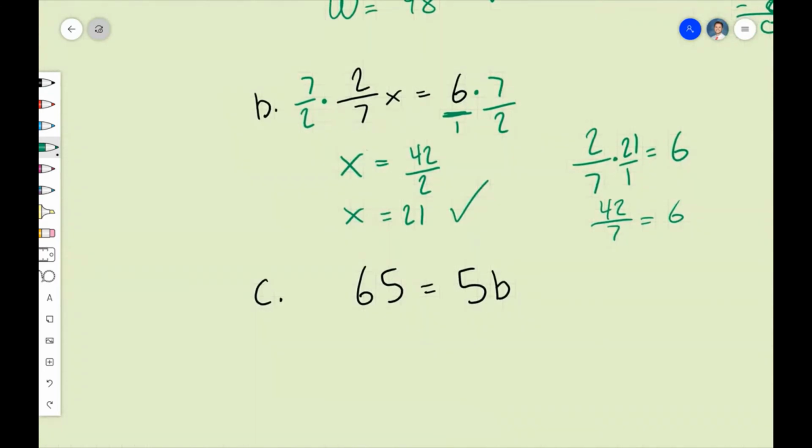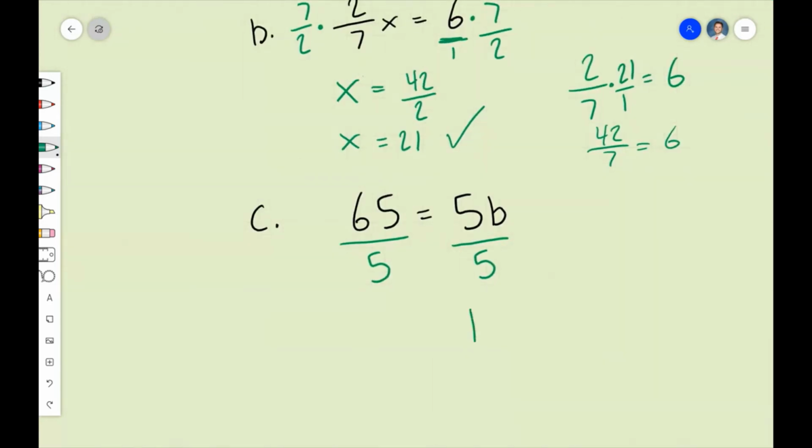Another example, we have 65 equals 5b. So 65 is equal to 5 times b. We had some number b and we multiplied it by 5 and that gave us 65. So we want to isolate b here. The opposite of multiplying by 5 would be dividing by 5. So we will divide both sides by 5 and that would leave us with b is equal to 13.